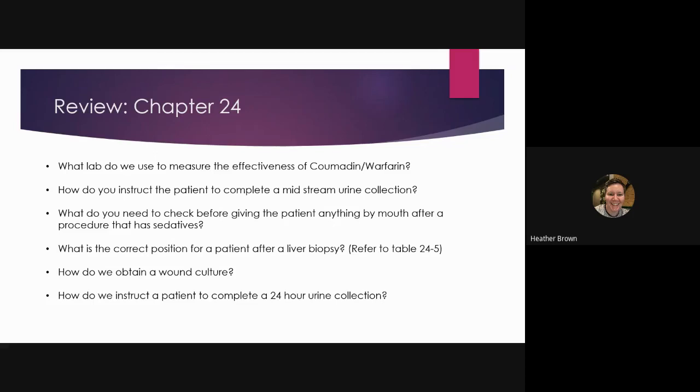So everybody needs to clean first, and then they'll start their stream. They'll start to urinate, and then they will collect, and that's what makes it a midstream urine collection. So urinate a little bit and then collect.